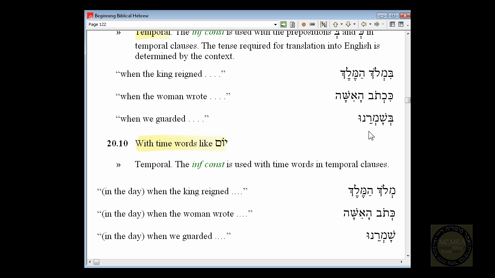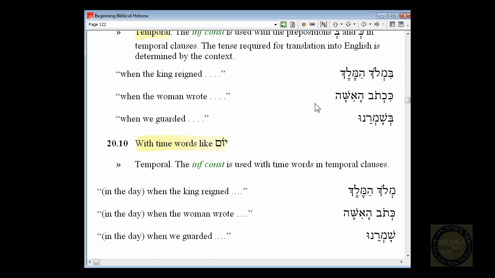When you have a verb, and you would know that shamar in this last example is a verb because you know your vocabulary, when you have a verb prefixed with bet or kaf, be thinking immediately that you have an infinitive construct situation, an infinitive construct form.